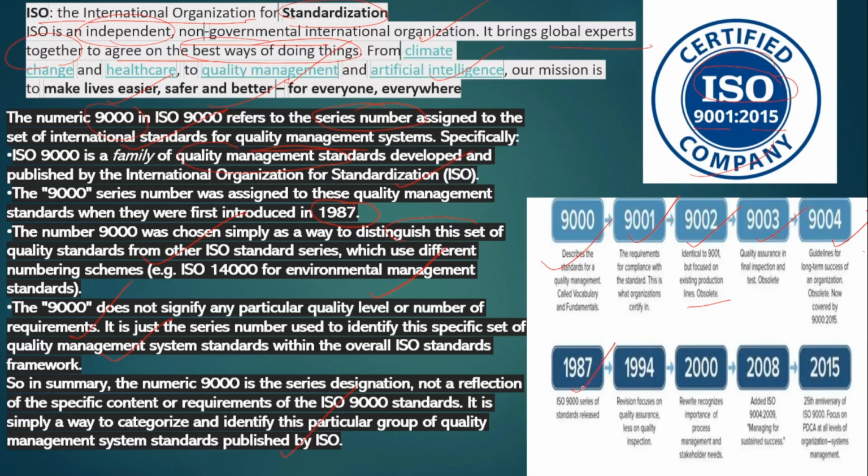This is the initial release of the ISO 9000 series. In 1994, it was a revision focused more on quality assurance and inspection. Coming to 2000, emphasis shifted towards process management and meeting stakeholder needs. The 2008 update, followed by 2009, focused on sustainable success. And 2015 is a major revision aligned with the PDCA, Plan, Do, Check, Act. It is a cycle for system-wide management.